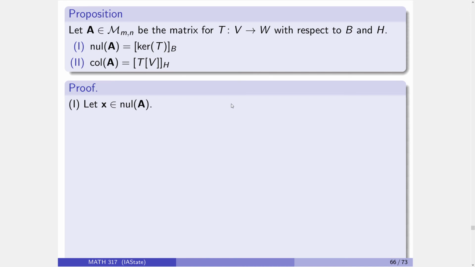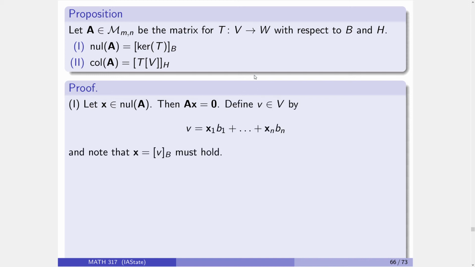All right, so if X is in the null space of A, that means that A times X is equal to 0. Now define v, an element of V, to be the linear combination of its basis elements where we scale by the entries of X.